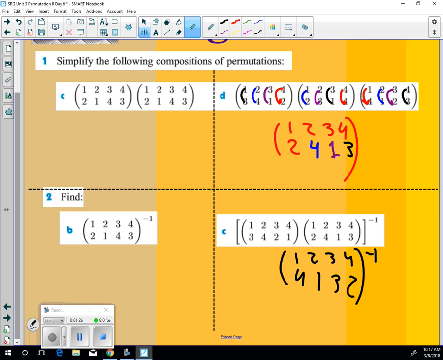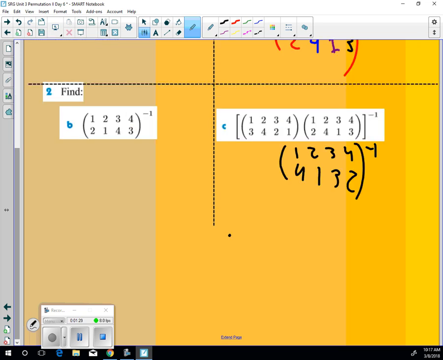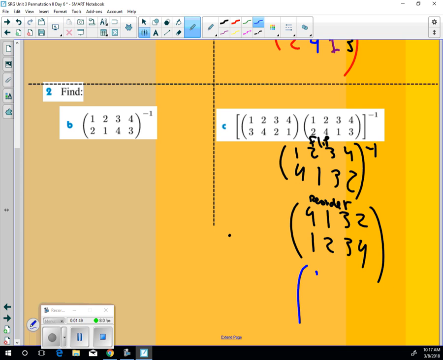Now, if it's the inverse, what you do is you flip it over: 4, 1, 3, 2, 1, 2, 3, 4, and then you reorder. So we're going to reorder these. So this is going to be 1, 2, 3, 4 on the top again. 1, 2, 2, 4, 3, 3, 4, 1. And so that should be the inverse.